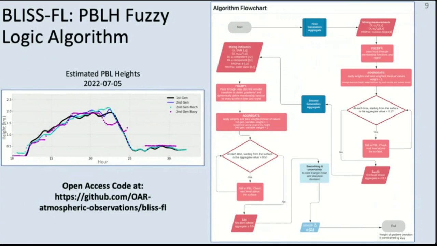The code is openly available, and you can find it on OAR's Atmospheric Observations GitHub page. The URL is listed here. And to give you an example of what these heights look like for each of the first and second steps, the figure here on the left-hand side shows that. We have our first and second generations, as well as breaking down those estimated heights into the mechanical versus buoyant terms. If you are interested in knowing more of the nitty-gritty details of how this works, this algorithm flowchart is also available at the GitHub page, so you can see how exactly this is working.